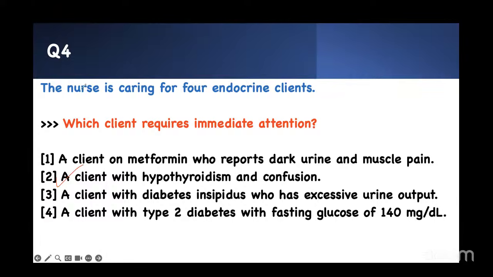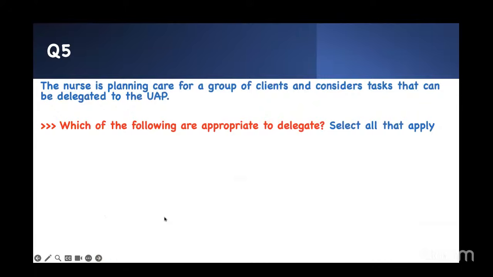So far, what is your score? 4 out of 4. I know you got it. These are the things I want you guys to think about when you're doing prioritization and try to master them. Don't worry about it. Now, let's look at delegation.